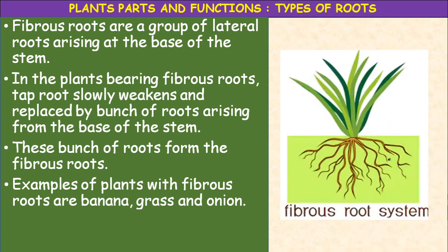Okay, see here the onion or grass, you can take here, the fibrous roots. There is no main root, only lateral roots are present. Okay, they are arising directly from the base of the stem. Okay, what are the examples of taproot? Carrot, sunflower. But fibrous roots examples: grass, onion, banana.